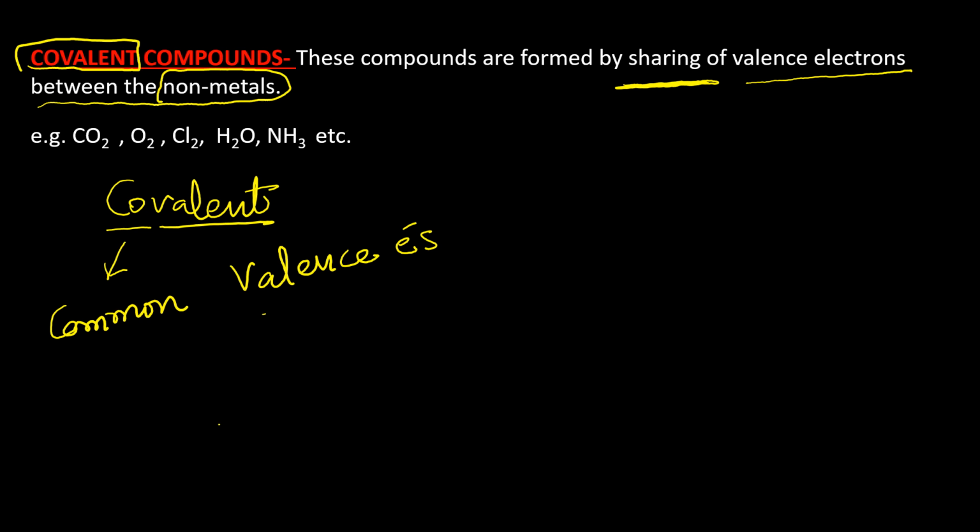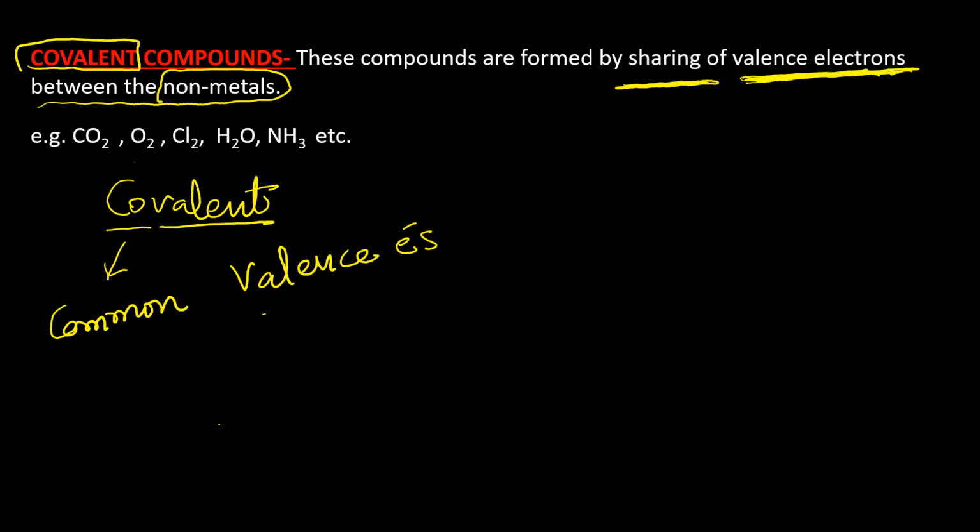Just in case you are wondering what valence electrons are, I have already covered that in another video, so make sure you watch the videos shown up here in the cards. Briefly, these are the electrons present in the outermost shell of an atom. So when the valence electrons are shared between the non-metals, that's how covalent compounds are formed.